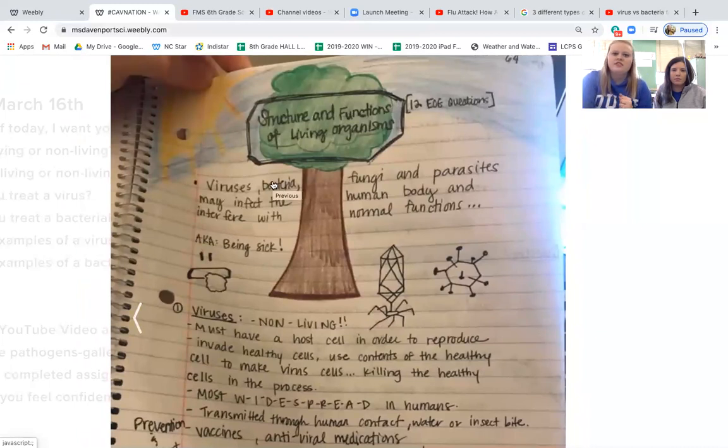So, viruses, bacteria, fungi, and parasites, they're probably all words that we've heard before, but they're all things that can affect the human body and interfere with normal functions. So think of a time you've been sick. If you've had the flu, that's a flu virus. It's called influenza. But there are differences between them and how we treat them. So right now, we have the coronavirus going on, right? Why can't we go to the doctor and get an antibiotic and it go away? Because it's a virus, and you can't do that with viruses. So that's the things that we're going to be looking at.